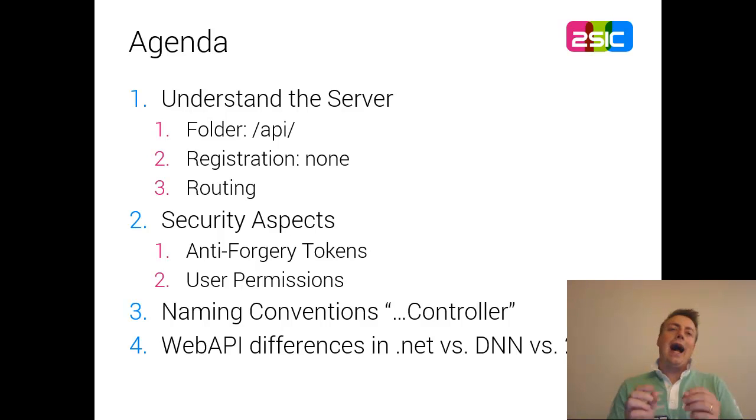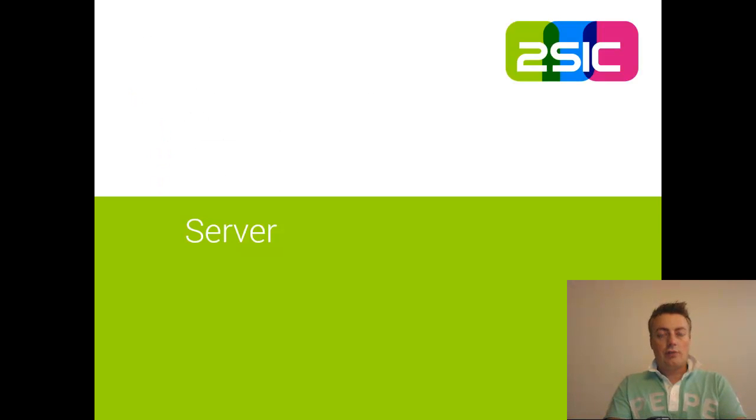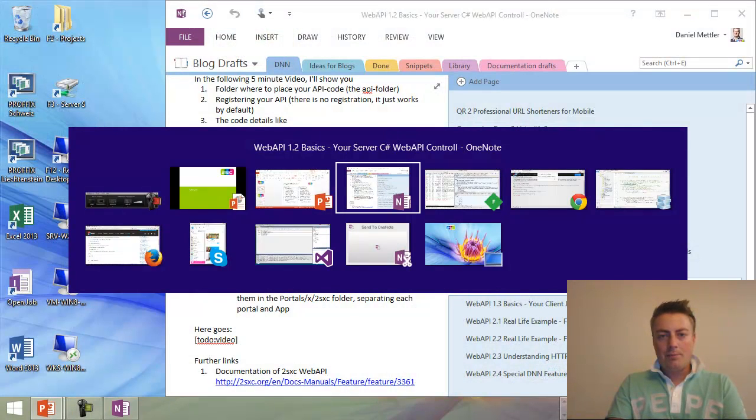That means how does this URL, which the browser sends to the server and does not look like the storage location of the files, how does that get mapped to the place? I'll tell you a bit about security, some naming conventions, and then just also tell you a few things about the differences in using WebAPI from raw .NET to the way DNN does it and the way we've done it in 2sxc. So let's look at the server side and go in depth here.